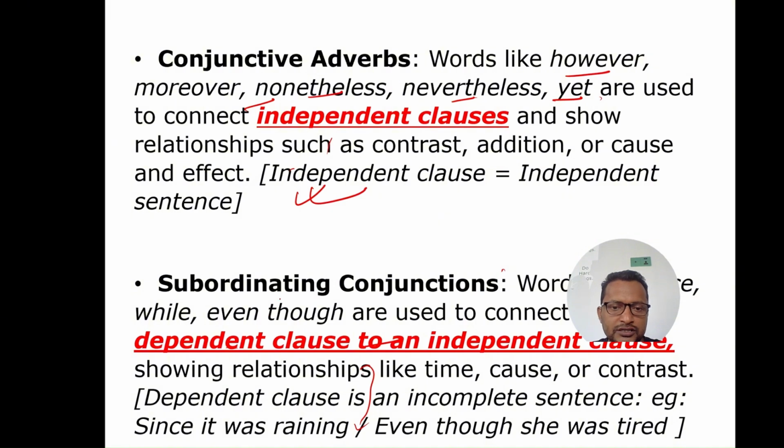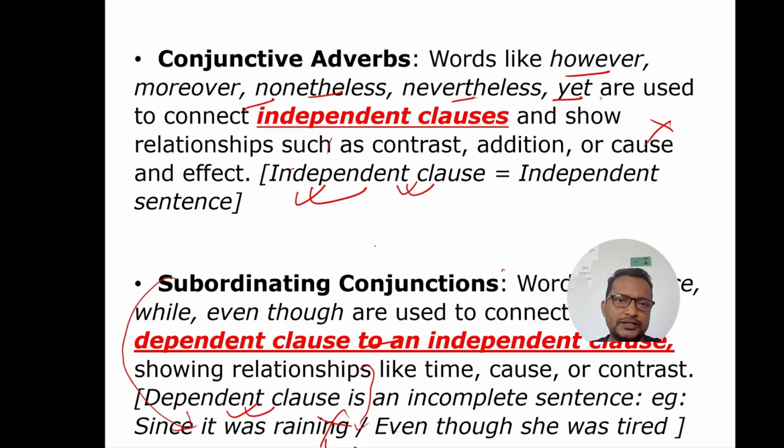And then subordinating conjunctions are words like since, while, even though. These come with a dependent clause, meaning a clause that is not a complete sentence within itself. For example, "since it was raining", is this a complete sentence? No, right? So subordinating conjunctions come with the incomplete or dependent clause, but conjunctive adverbs like moreover, however, nevertheless, nonetheless come with an independent clause, which is already complete.